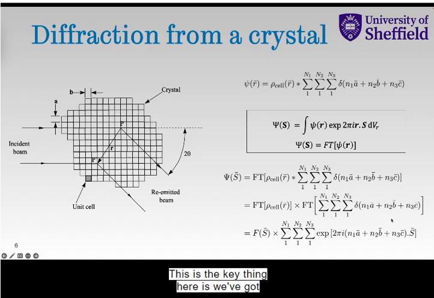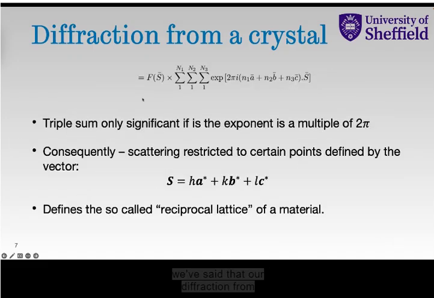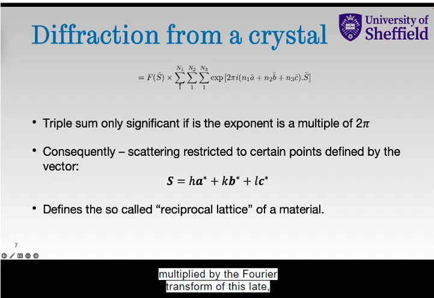And this is the key thing here: we've got this Fourier transform of the lattice, which gives us, when we work it out mathematically, this expression here. So we've said that our diffraction from our crystal is equal to the structure factor multiplied by the Fourier transform of this lattice, which gives us this term that we show here. Now it turns out that mathematically this triple sum is only significant if the exponent of this exponential term here is a multiple of 2 pi.